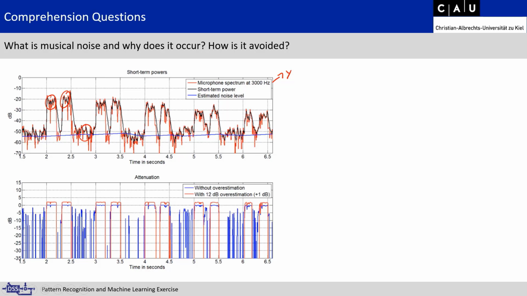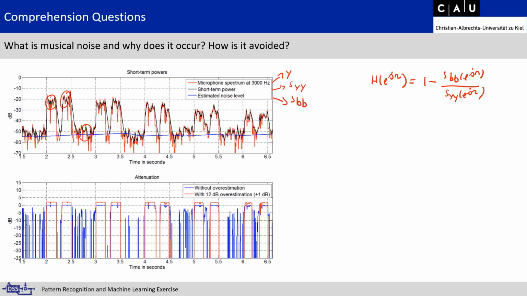The black line is the short-term power of the observable signal, which corresponds to the estimate of SYY. So this is SYY. And the blue line is a realistic estimate of SBB. So this is SBB. Now, if you remember the frequency domain solution, that was H equals 1 minus SBB divided by SYY.